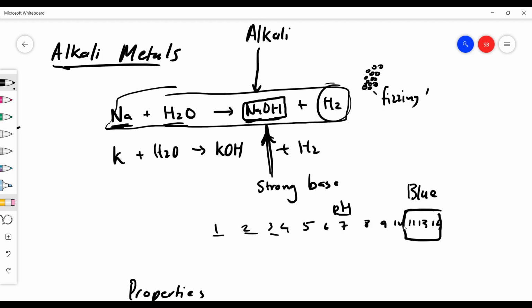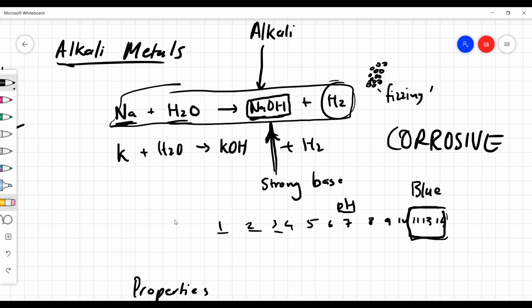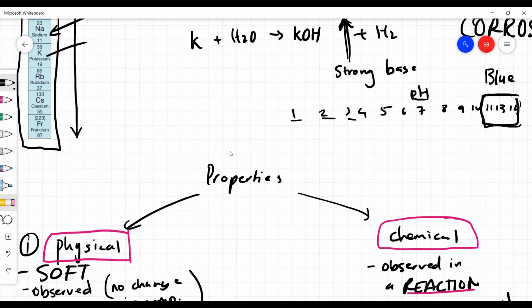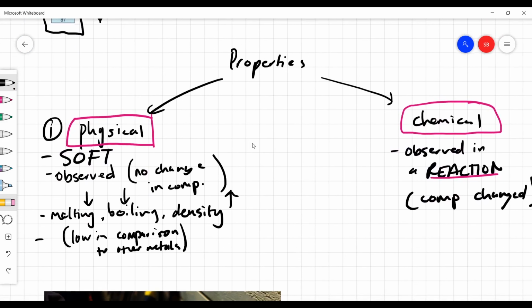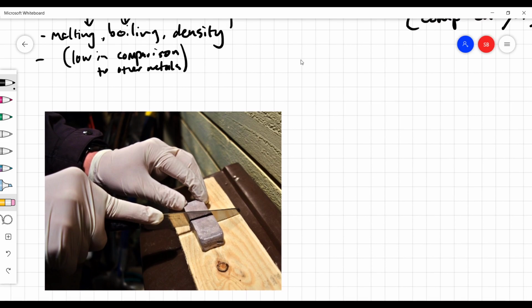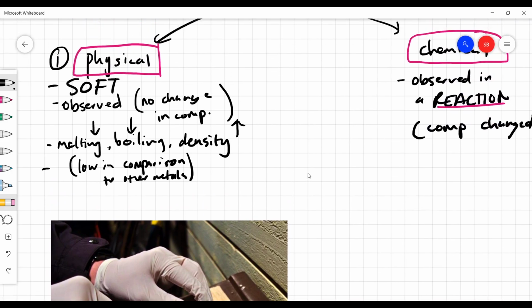If something's either a strong base or a strong acid, it can be corrosive. It can eat away at certain things. And if you've ever picked up some bleach lying at the bottom of a sink cupboard and spilled some on your hand, it will be quite an irritant for your skin. Your skin will go red. So properties: soft. We went on a little tangent there, but it's fine.